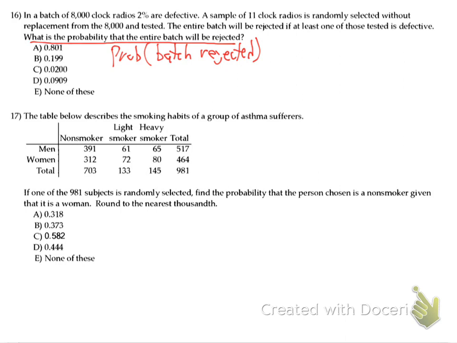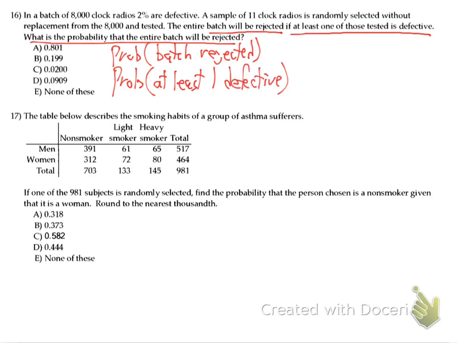Ask yourself, okay, they want me to figure out the probability the batch is rejected. What does it take for the batch to be rejected? What will make that happen? If at least one is defective. Good reading. The batch will be rejected if at least one of those tested is defective. So batch rejected is the same as at least one defective. So we're down to there, right?